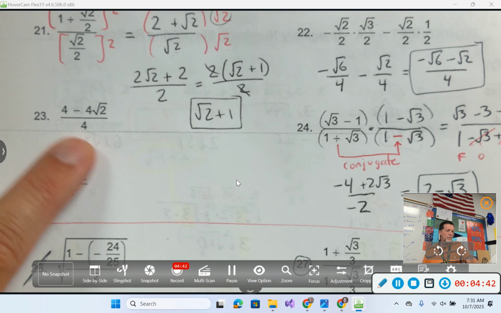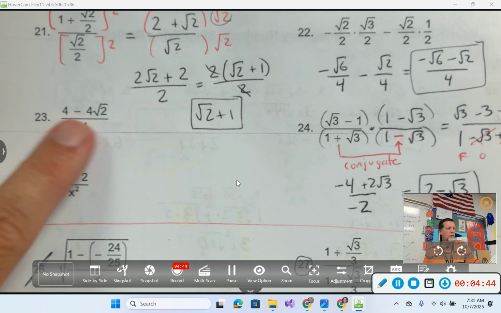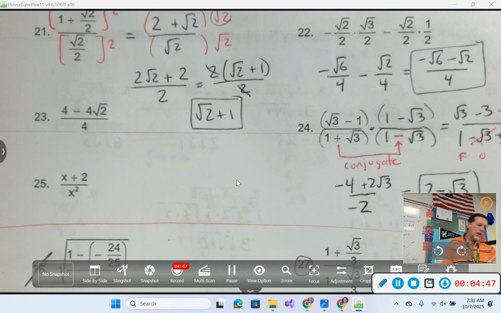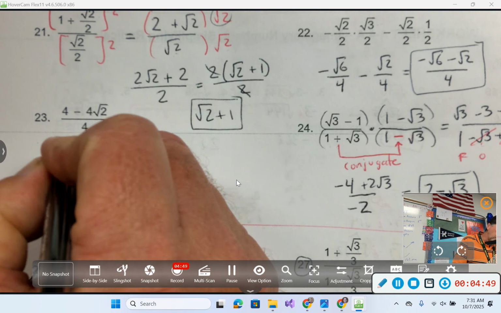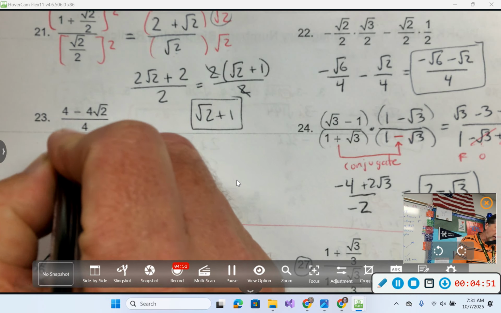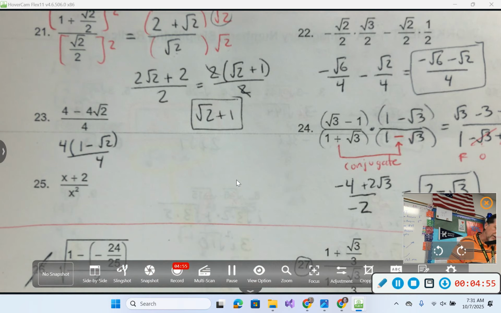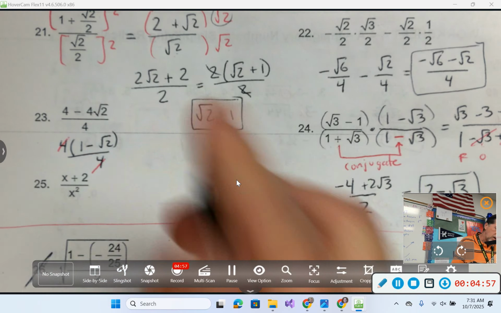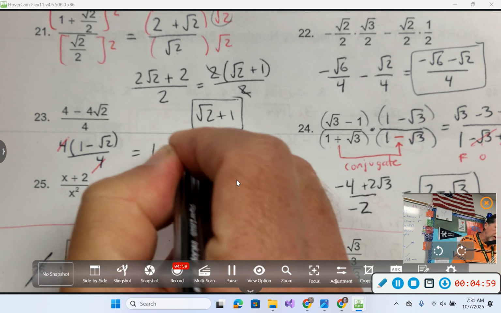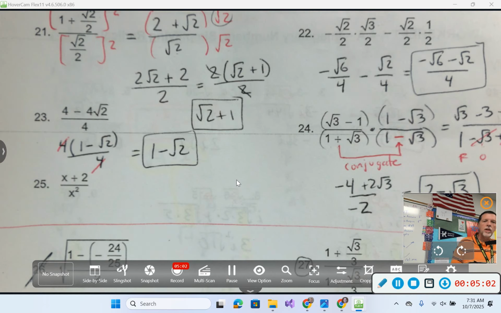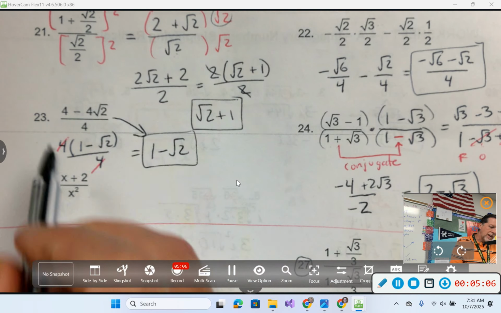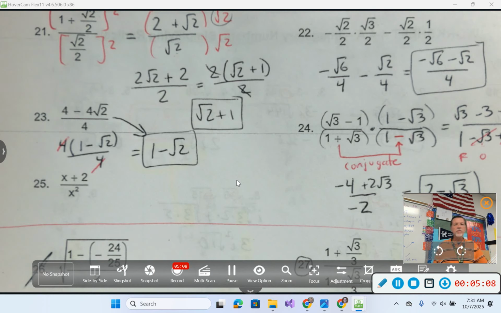So the 4's would cancel. That's one way to say it. If you want to sort of prove to yourself that that's okay, we could factor out the 4. And then it's really clear that the 4's will cancel. And I'm left with 1 minus root 2. Now, hopefully most of you could bypass that and be like, oh yeah, 4 will divide into both of those, so let's do that.